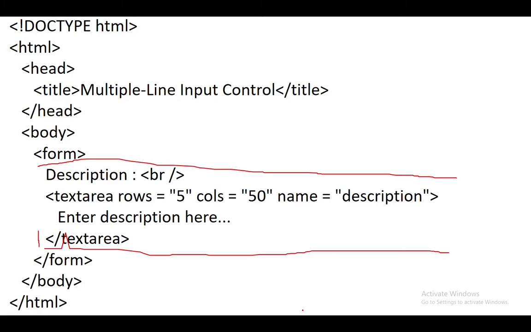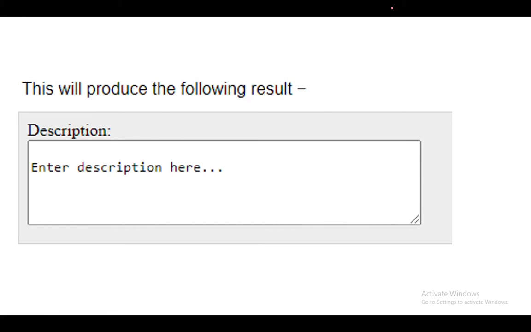Both the opening and closing tag. You don't really have to put rows all the way to description if you don't want to. But if you do, you can just go ahead and do that. And I would love you to play around with these rows and cols to see how it affects the text area. So this is how it's going to look like when you're done.